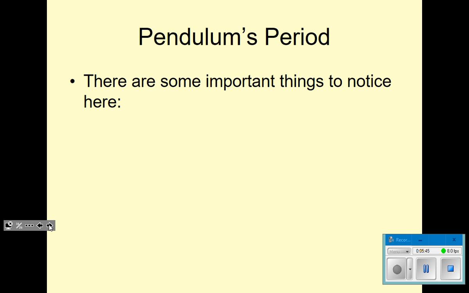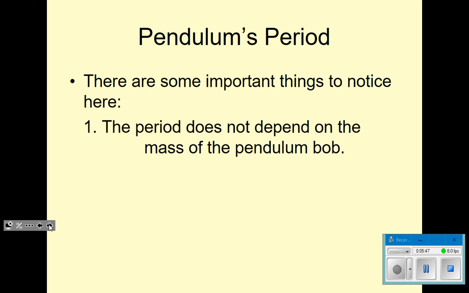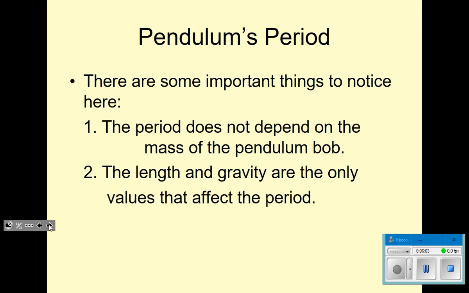So there are also some important things to notice. Notice there's no mass in that equation, so the period doesn't depend on the mass. It could be a huge wrecking ball, or it could be a little wiffle ball. It doesn't matter. The period of the swing is going to be the same amount of time. Then the length and the gravity are the only two variables in the formula, and they're the only two variables that affect the period as well.